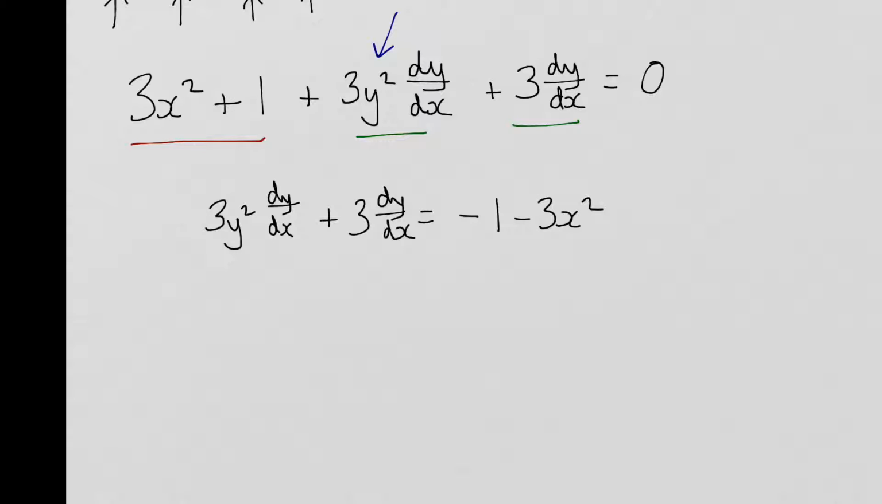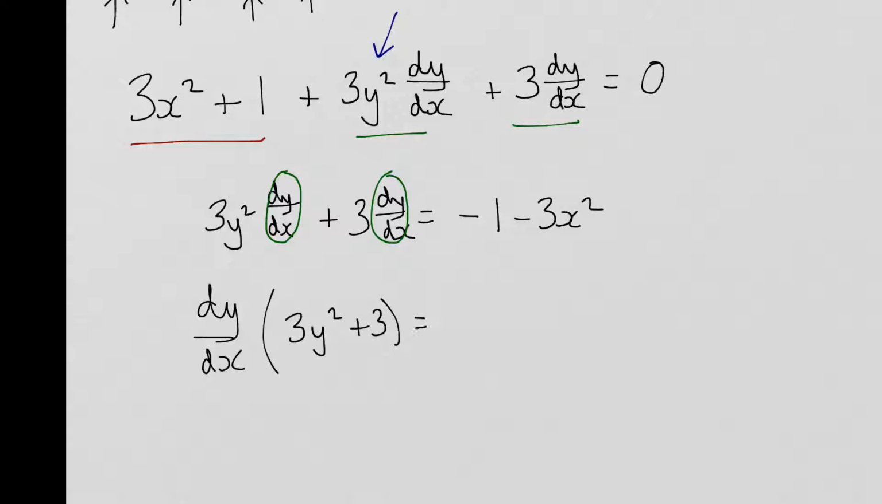Lovely. Now, the reason that I've kept these little bits here is that I now have a common term, or a common factor, of dy by dx. I'm going to take that outside a set of brackets and I'm going to treat it as though it is an actual term now. So I get there 3y squared plus 3. So again, that's still equal to minus 1 minus 3x squared.